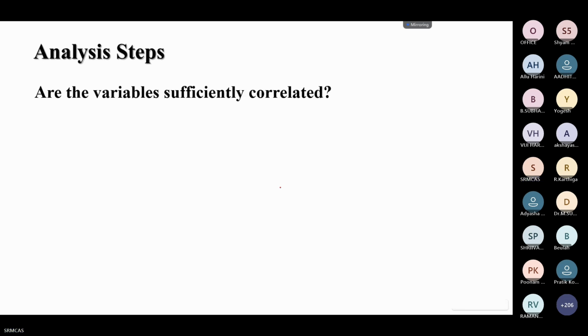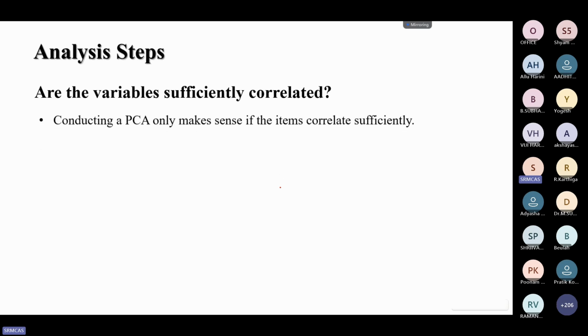Okay, so are the variables sufficiently correlated? As I told earlier, factor analysis and principal component analysis are highly based on the variance, covariance and correlation of the different variables we are using in the analysis, so all variables should be correlated. Whether these are correlated or not as a whole, there are different kinds of tests.